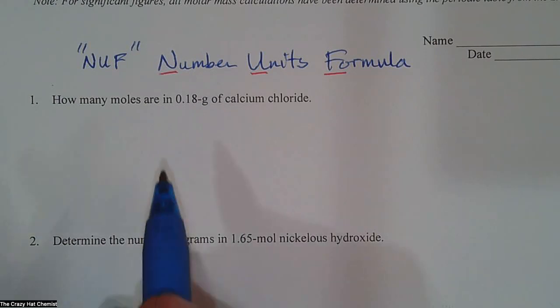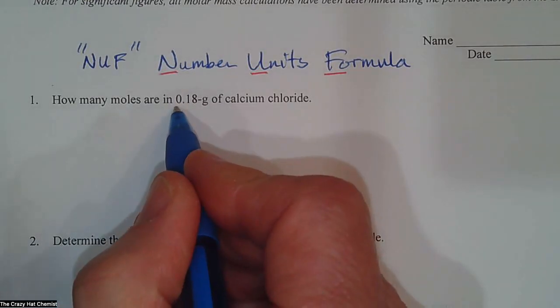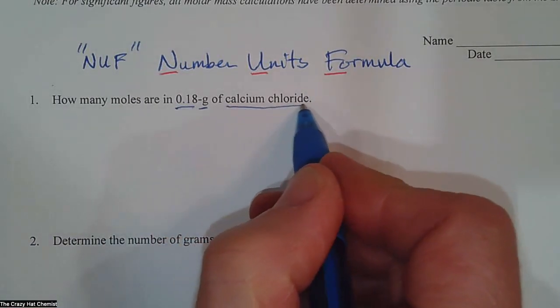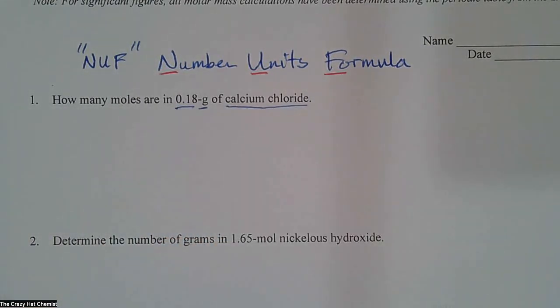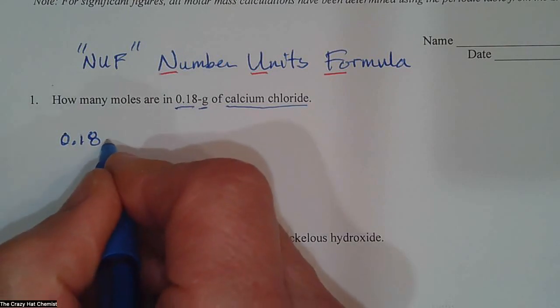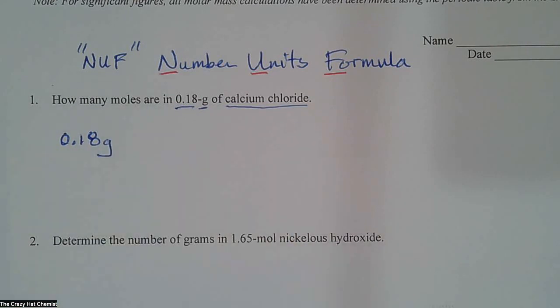So on this first problem, we're going to find our number, that is right here, 0.18, and then the units are grams, and then the formula is the compound calcium chloride. So we're going to figure out what that is. We're going to first write out the number, 0.18, then the units of grams, and then we're going to come up with the correct formula for calcium chloride.